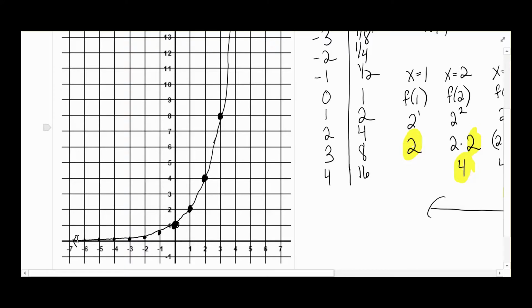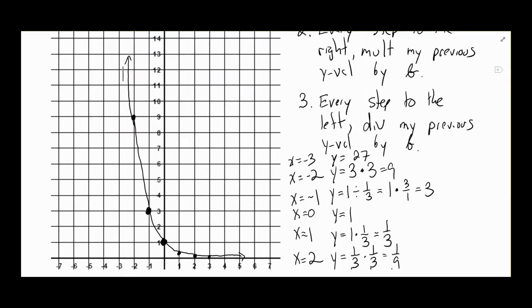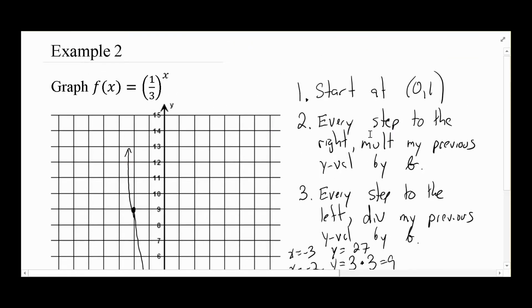Now also, I'd mentioned it already, but I just want to point it out again, that when our base was bigger than 1, we were increasing. We were going uphill. When our base was less than 1, we were going downhill. And that should make sense when we look at this second step here. When we go to the right, we multiply our previous y value by our base. If our base is bigger than 1, then the y value is getting bigger. If that base that we multiply by is less than 1, then we're making that number smaller. So if your base is bigger than 1, you're increasing. If your base is less than 1, you're decreasing.